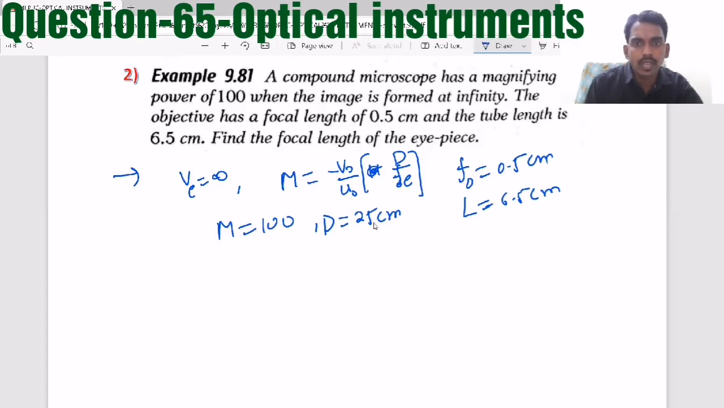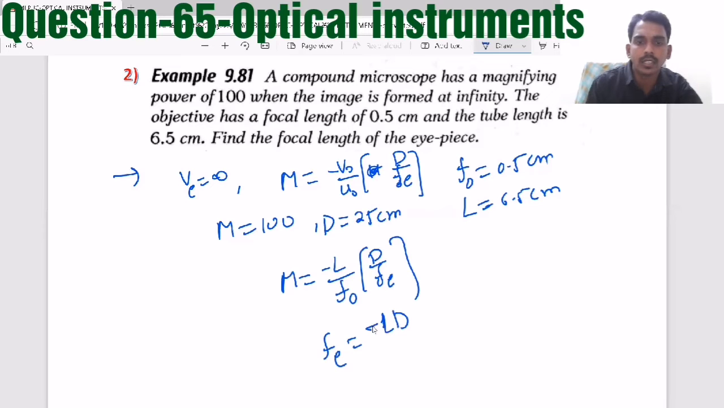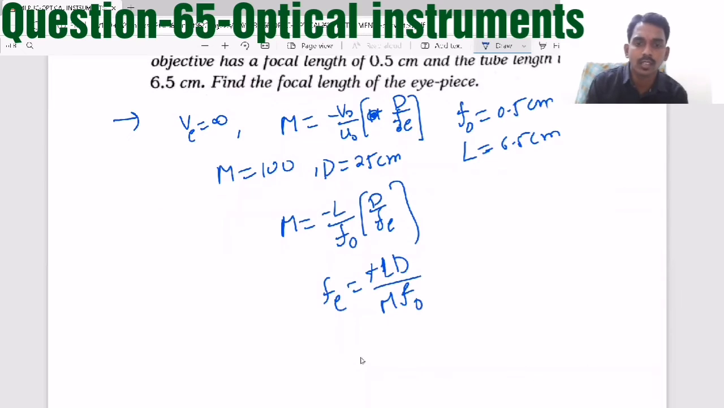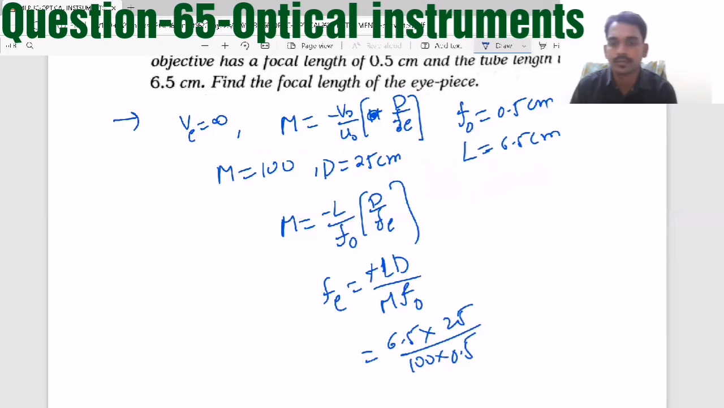Now, see, as they have given the tube length, I said approximately we will take the formula L by f naught into d by fe. L is given, d is given, m is given, f naught is given. So fe value will become L d by m f naught. So if you take the magnitude, just substitute the values, then you will get the answer. Like L is 6.5, D is 25, magnification is 100 and f naught is 0.5. So this is the way you can solve the question.